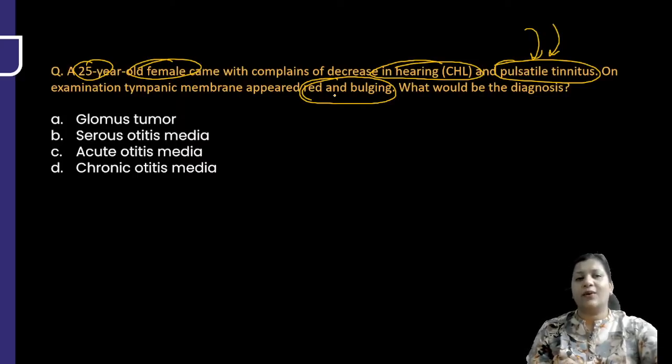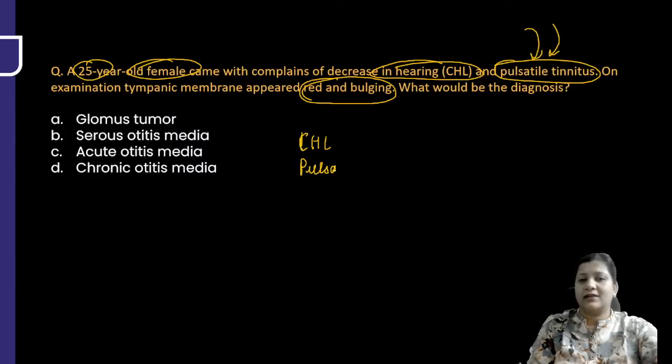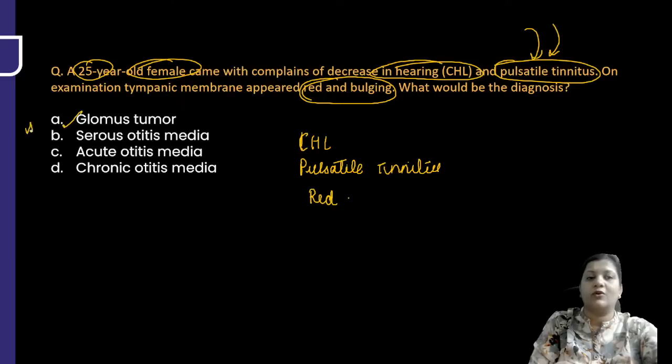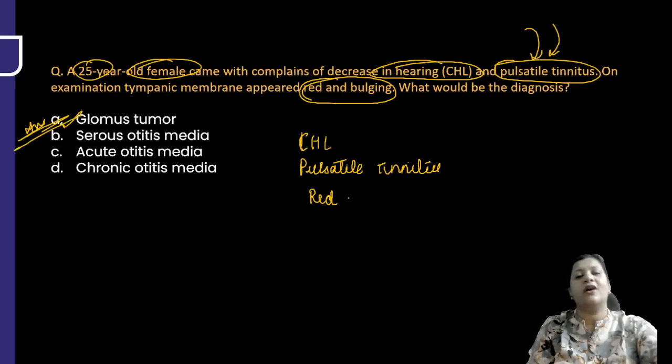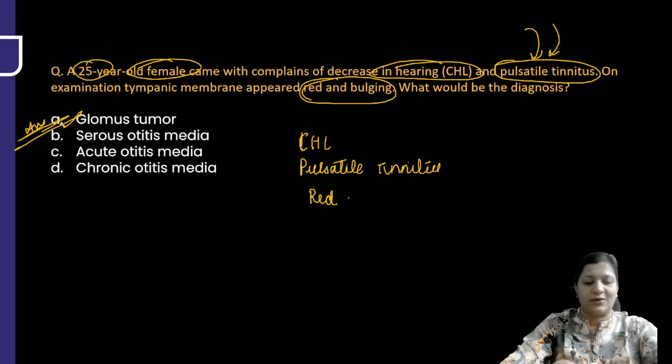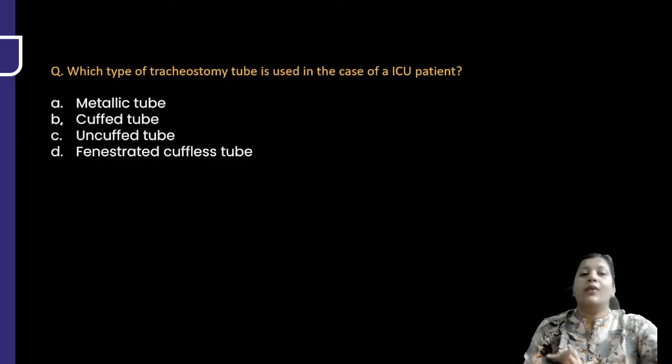A very easy question which we have solved twice before, yesterday and today. A repeat question where you're seeing conductive hearing loss, pulsatile tinnitus, and a red and bulging tympanic membrane. The answer should be glomus tumor. There is no doubt, your answer is glomus tumor. Very good.